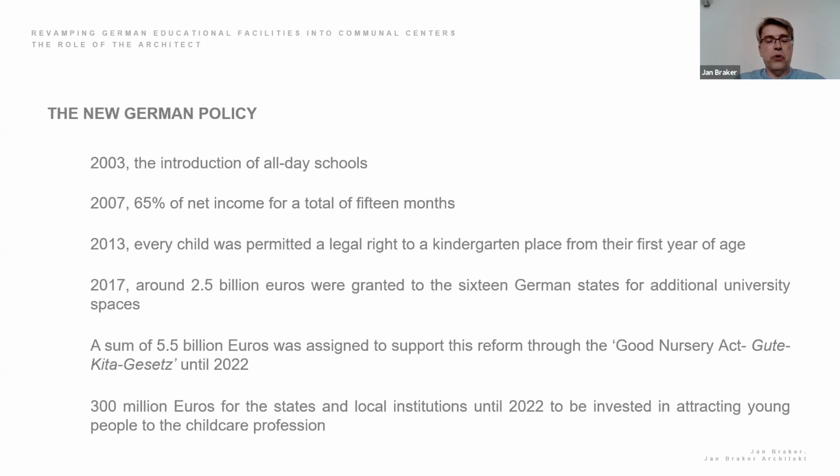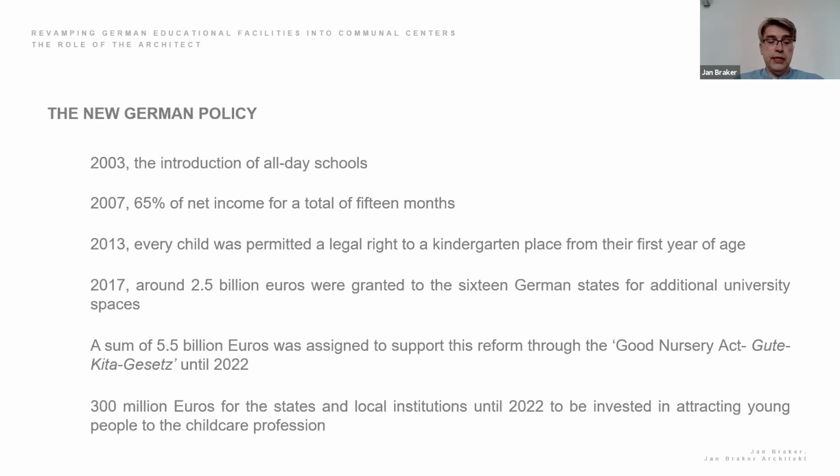The introduction of all-day schools in Germany in 2003 enabled teachers and other pedagogical staff the interlocking of formal and non-formal learning. Since 2007, parents have been able to take a paid break from work, where the state pays a parental allowance amounting to 65% of net income for a total of 15 months.